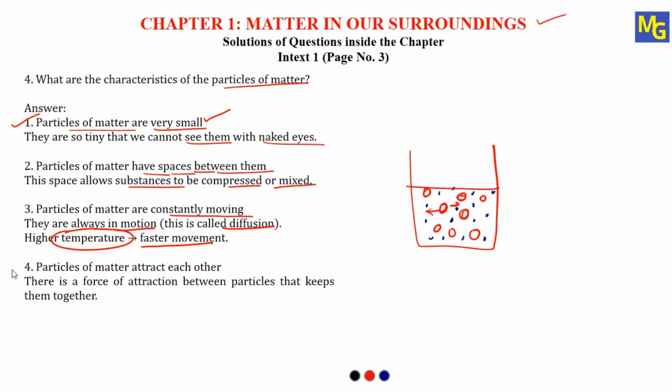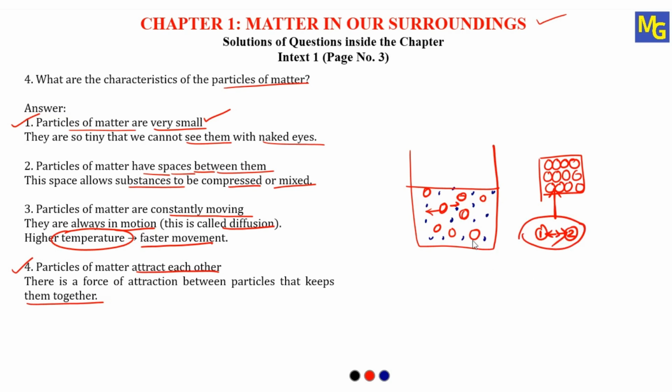Fourth characteristic, particles of matter attract each other. There is a force of attraction between the particles that keeps them together. So if you see solid, all the particles are closely packed. Why are they closely packed? Because between these two particles, there is a force of attraction. So this first particle will attract this second particle, and the second particle will attract this first particle. This force of attraction is very high in solid. That's why it is compactly arranged.